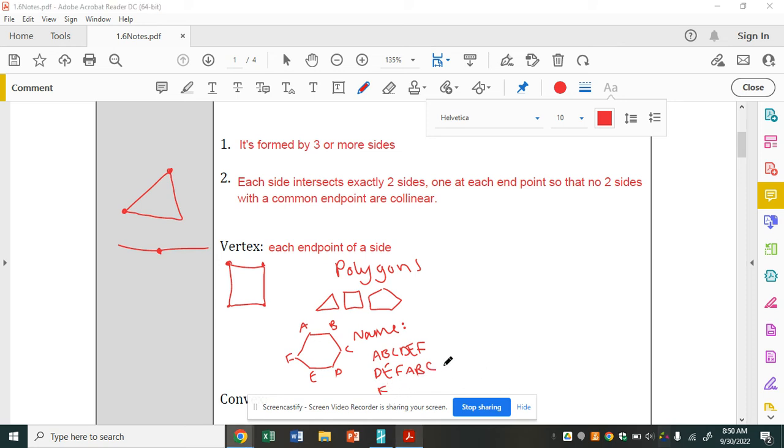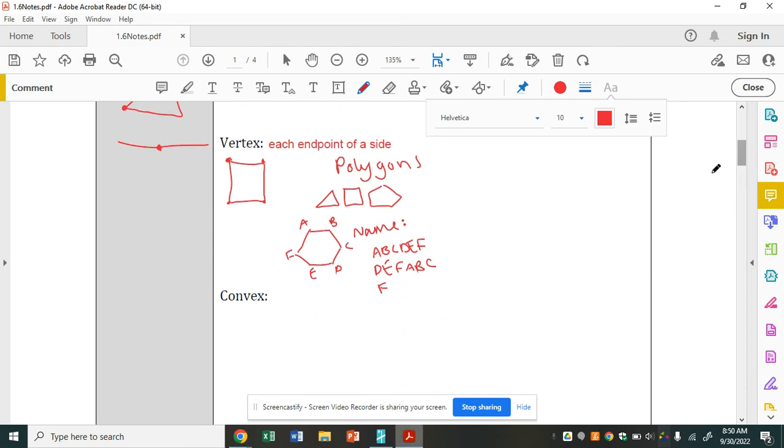Let me scroll down. I could do F, E, D, C, B, A. So it doesn't matter how you list the letters of it, but notice that I'm always going in consecutive order. So I started from A, went around to F, or I started at D, went around till C, or I could even start at F and go counterclockwise all the way back around to A.